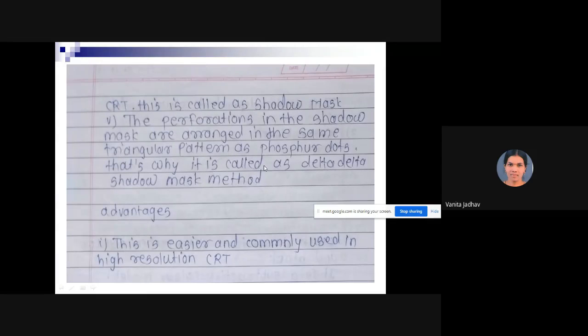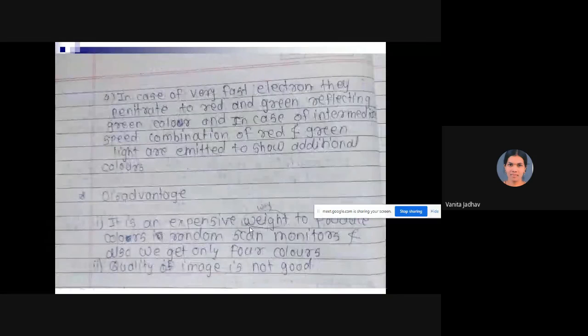That's why it is called a delta-delta shadow mask. And what is the advantage of this? It is easier and commonly used in high resolution CRTs. Wherever high resolution screens are there, the shadow mask technique of CRT is used. So, did you get the clear difference between beam penetration and shadow mask?